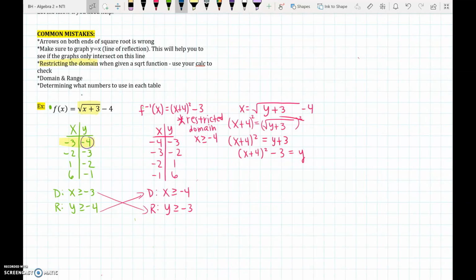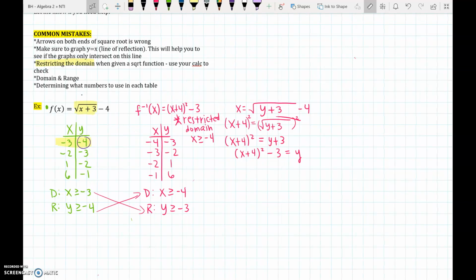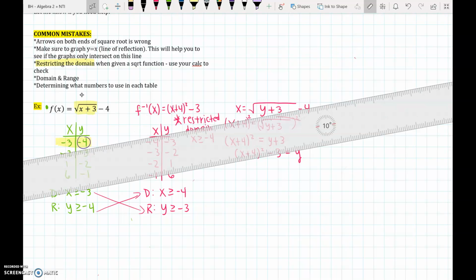And now we just need the graph. So let's get a ruler out, make it pretty.